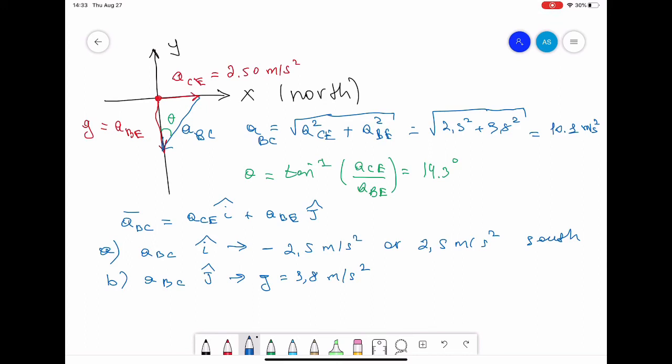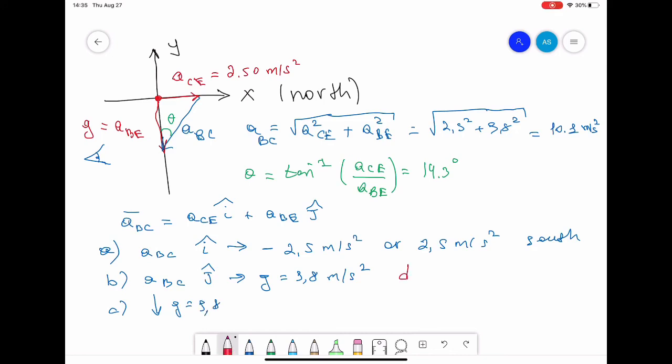Then, describe the trajectory of the bolt as seen by an observer inside the train car. If the person is standing inside the train, then he's stationary. Therefore he will see that the bolt will just fall down with downward gravitational acceleration, which is 9.8.